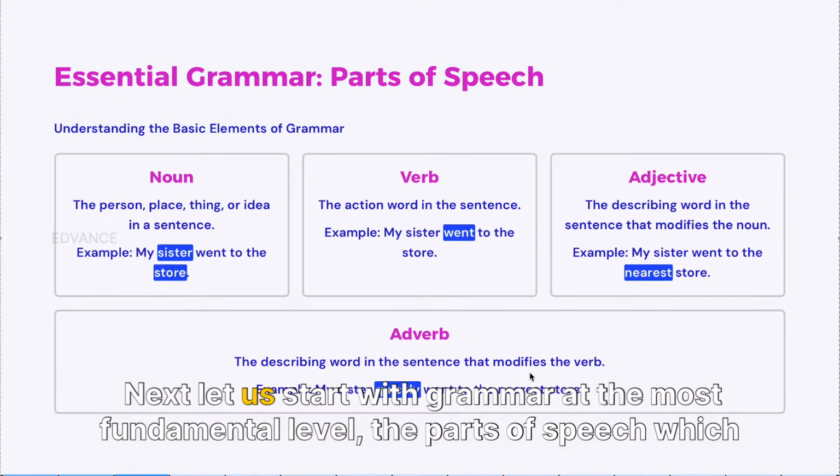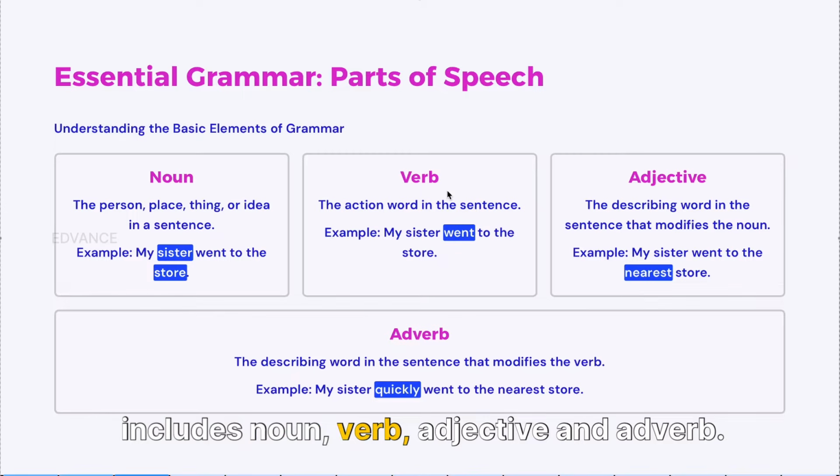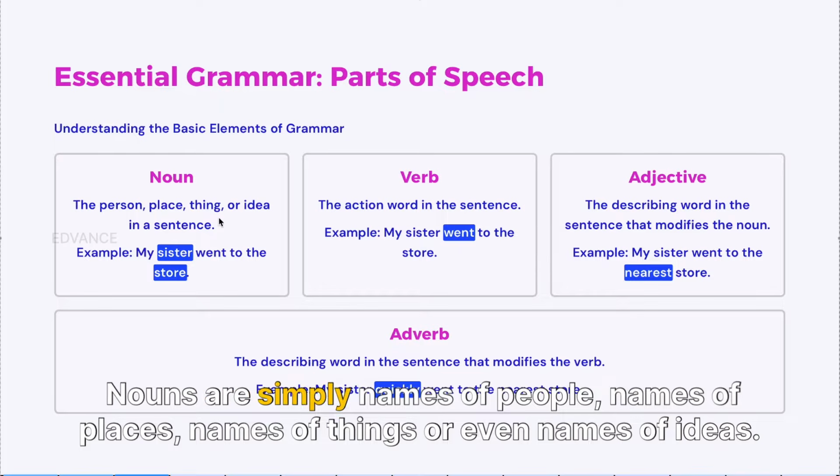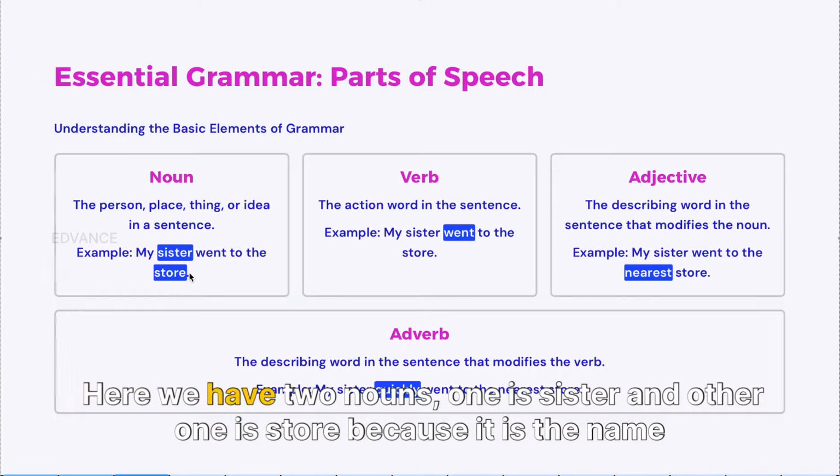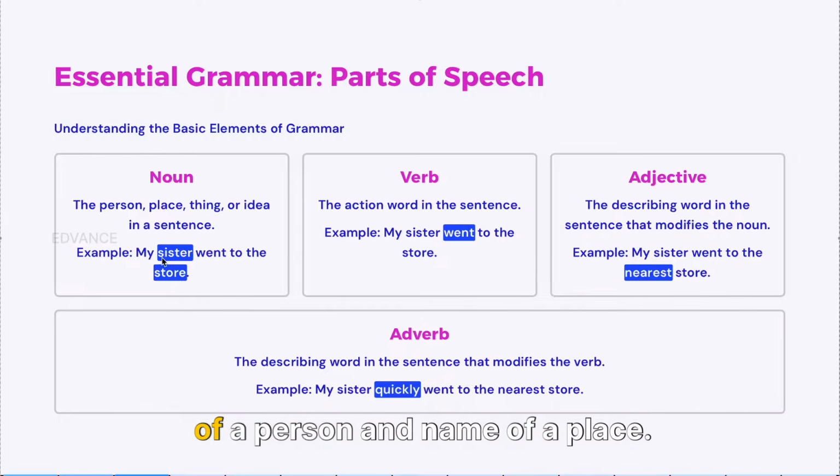Next, let's start with grammar at the most fundamental level, the parts of speech, which includes noun, verb, adjective and adverb. Nouns are simply names of people, names of places, names of things or even names of ideas. In the example sentence given here for noun, my sister went to the store. Here we have two nouns, sister and store, because one is the name of a person and the other the name of a place.